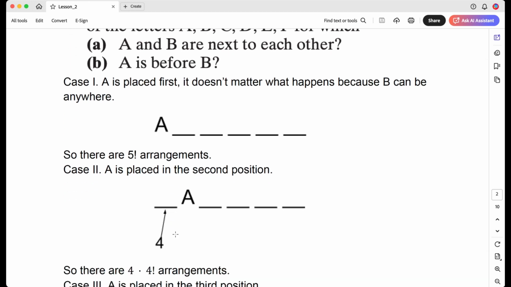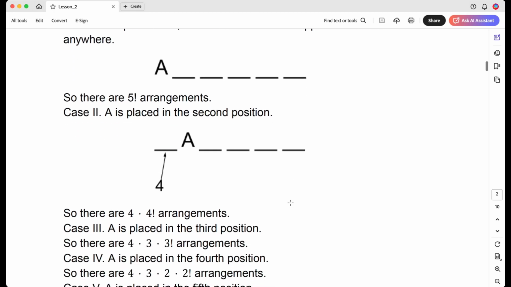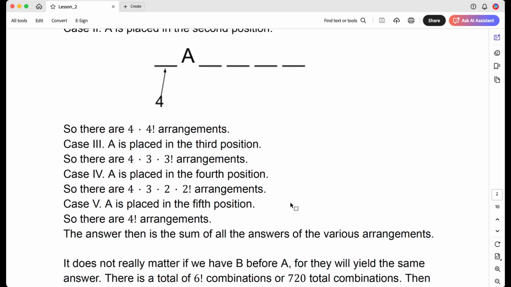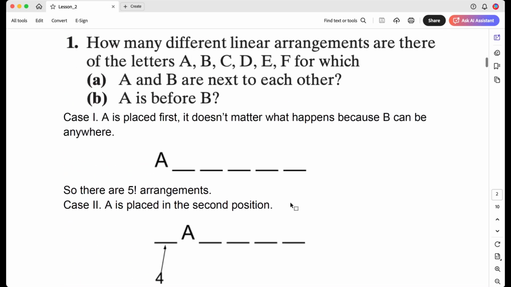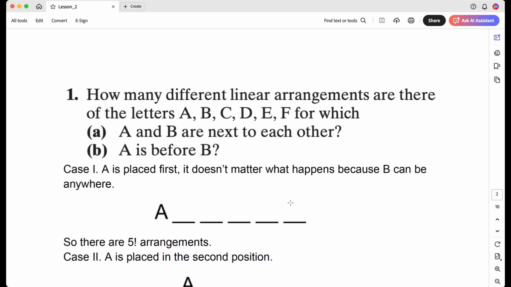Now, if A is placed second, then we cannot place B in front, and so B would have to go in one of the 4 slots after A, and so on. But there's a much faster way to do this problem. The number of ways that A is before B is the same as the number of ways that B is before A. We can't have them in the same slot. So it's an equal count. A is before B, B is before A.